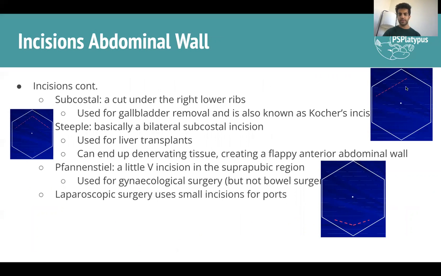Some more incisions. So you've got your subcostal, which is over here. It's essentially this diagonal cut under your right lower ribs. What's in this area? If you think of your anatomy, you've got your liver and your gallbladder. So your cholecystectomy, or your gallbladder removal, is done with this incision, or used to be done before laparoscopic. Steeple incision is basically the same thing but bilateral. So you need more space to look, and it can be used for liver transplants. And Pfannenstiel is more of a gynecologic incision, and I'm pretty sure it's done for things like C-sections. So it's just this little V incision in the suprapubic region.